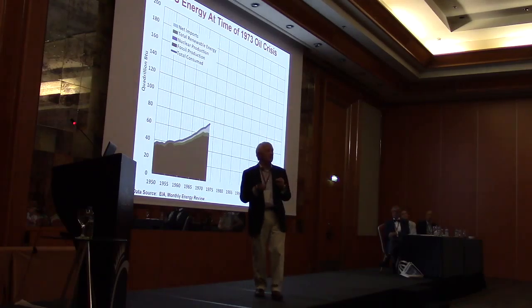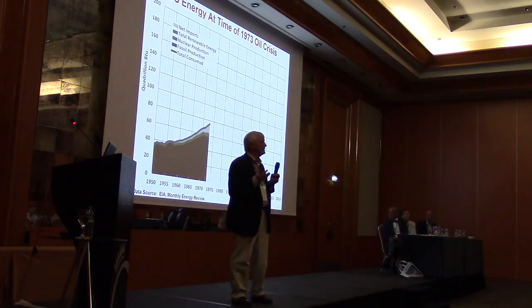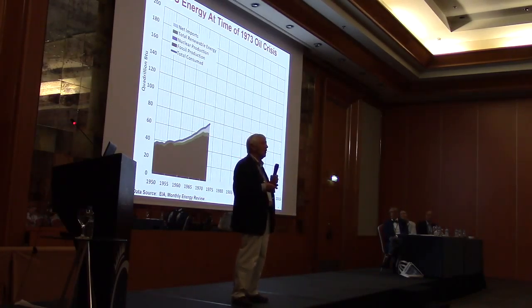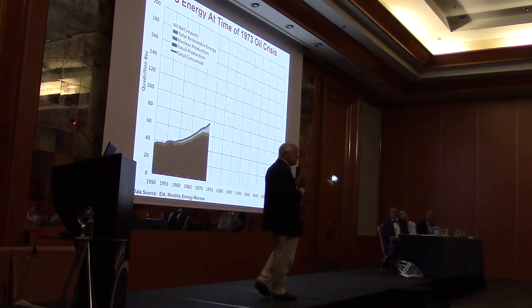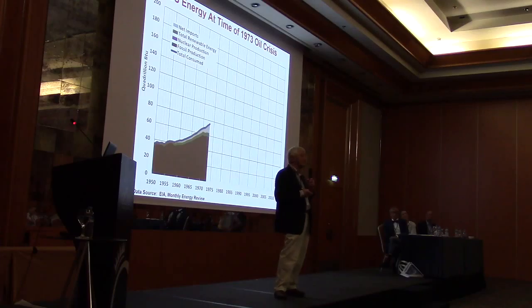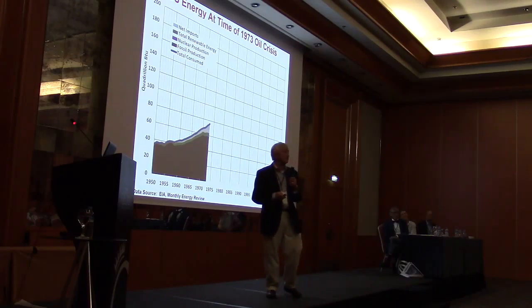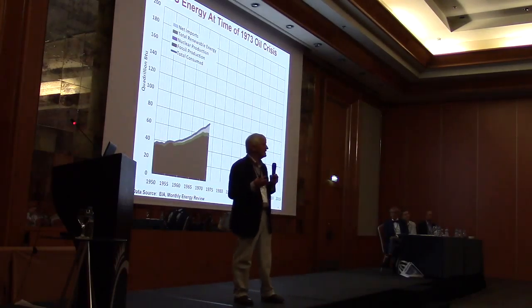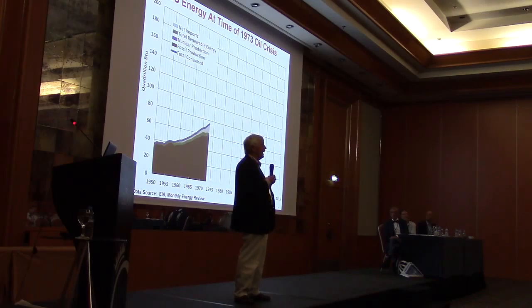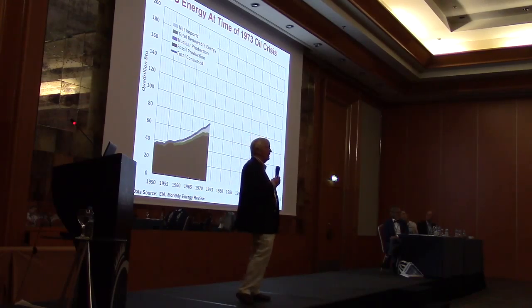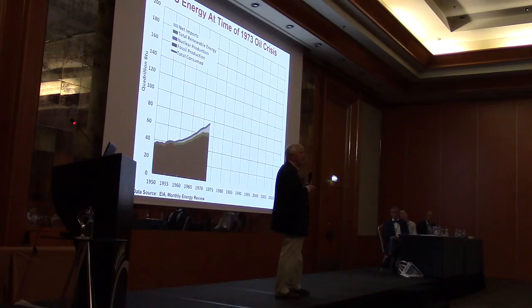In 1973, we had the oil embargo, we had a jump in the world oil price from, at that time, $2 a barrel to $11 a barrel, which was actually quite a shock. We had in the U.S. gasoline lines, allocation programs, and were thrown into a deep recession. It was a shot across the bow.